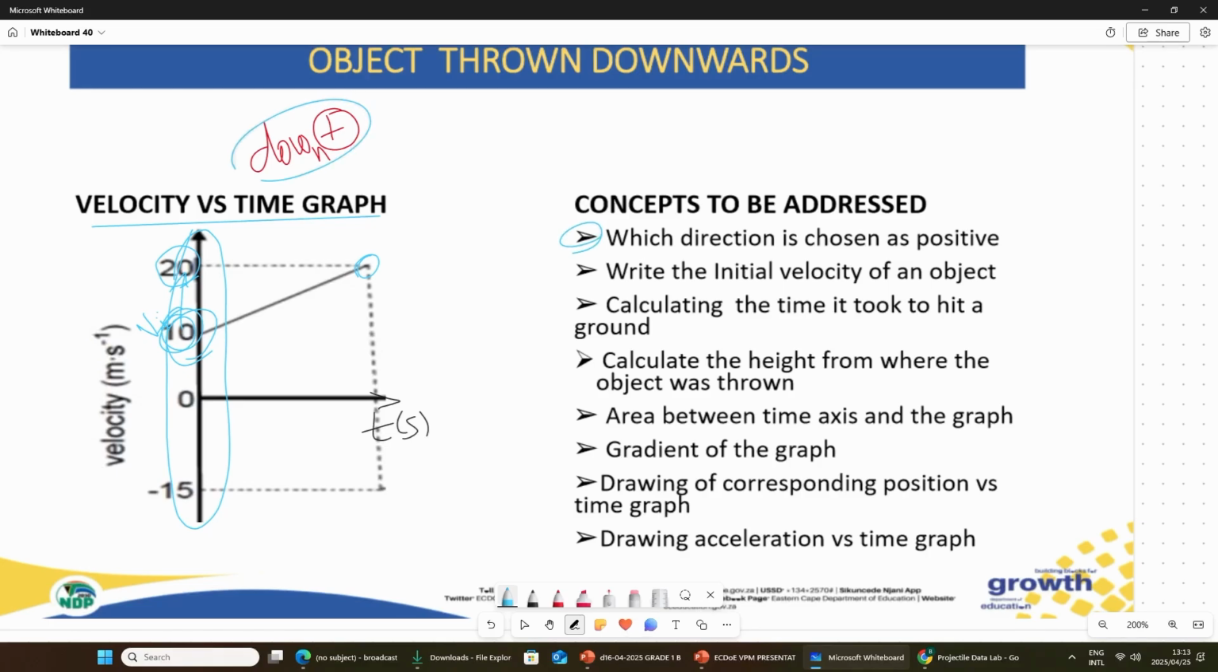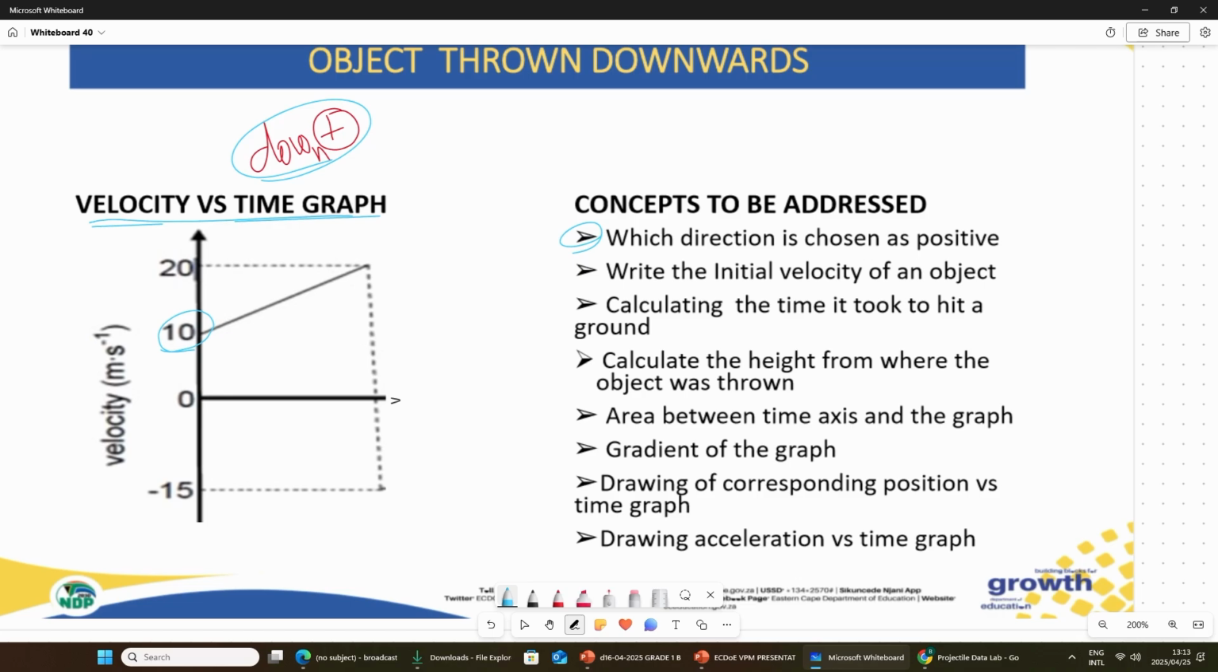Then our down is taken as positive. Now, write the initial velocity of an object. The initial velocity of an object is given on the graph. We must be able to analyze the graph. So on the graph here, that is going to be our initial velocity.